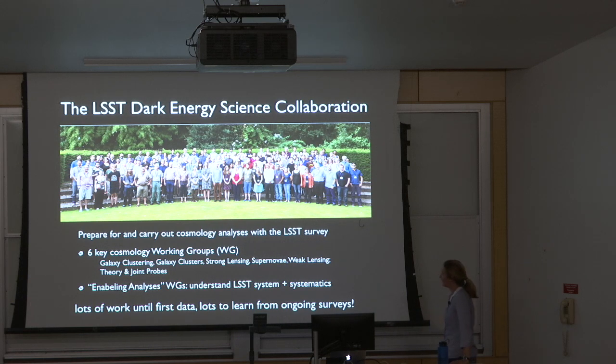We are currently preparing to carry out a cosmology analysis with the LSST survey, organized in 6 cosmology working groups: galaxy clustering, galaxy clusters, strong lensing, supernova, weak lensing, and a joint probes group, putting all these different measurements together, and a large number of additional working groups that simulate both cosmology and the LSST system in great detail, so that we will hopefully understand many of the imaging effects, sensor artifacts, and also how to deal with photometric calibration, everything, as soon as we get data. Of course, that's somewhat wishful thinking, but being prepared for the systematics that we already know about is probably the best strategy to be prepared for unknowns.